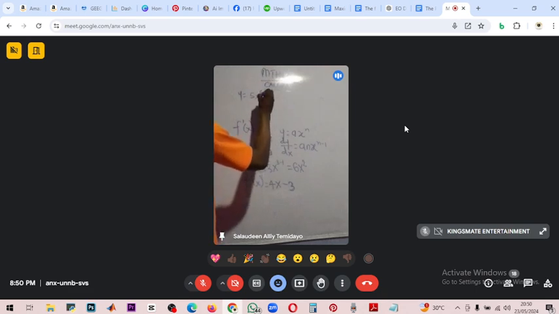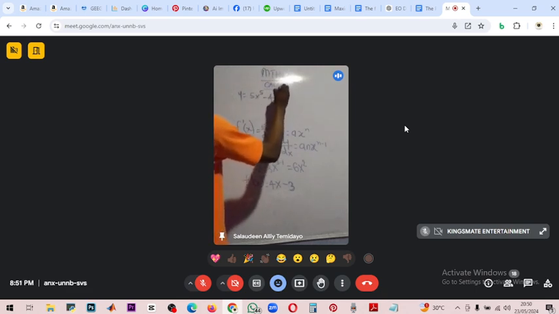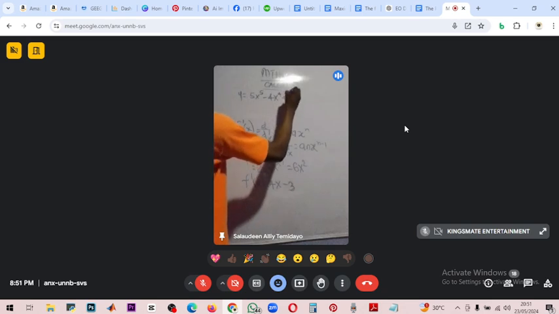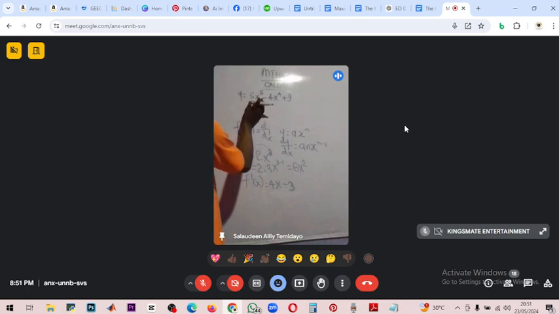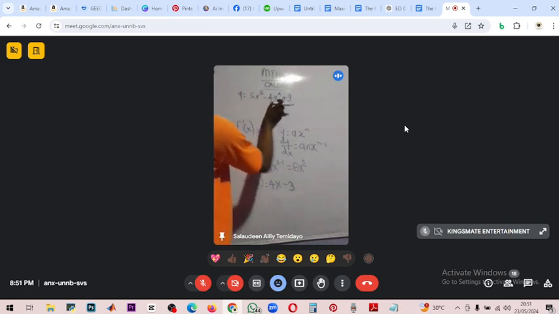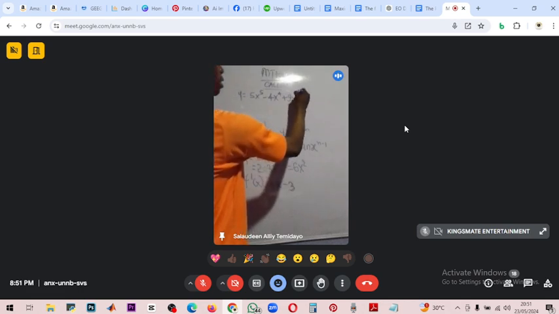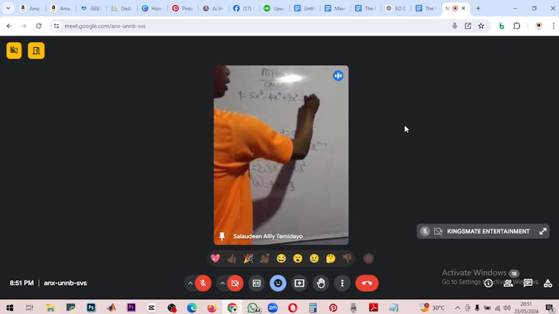5x raised to the power 5 minus 4x raised to the power 4 plus 9x cubed minus 2x.